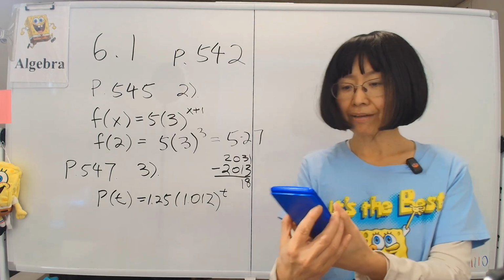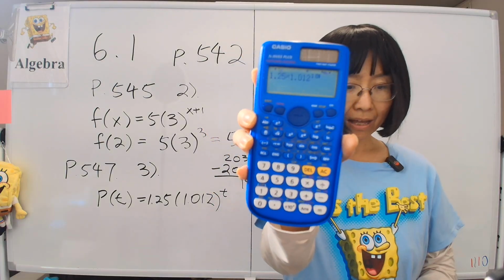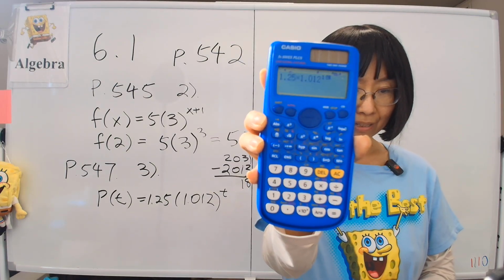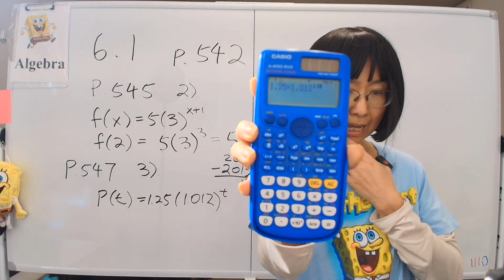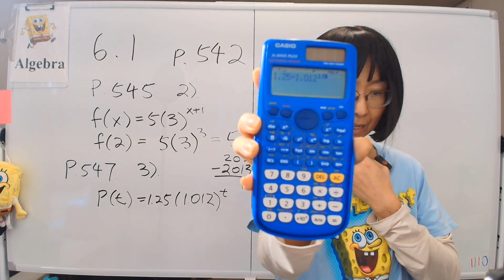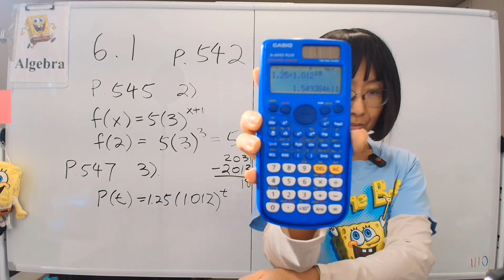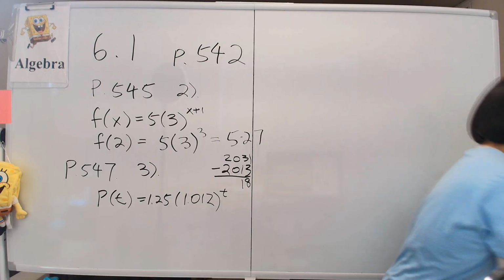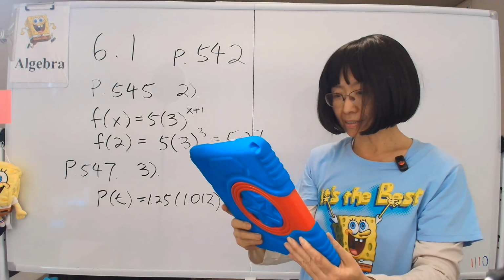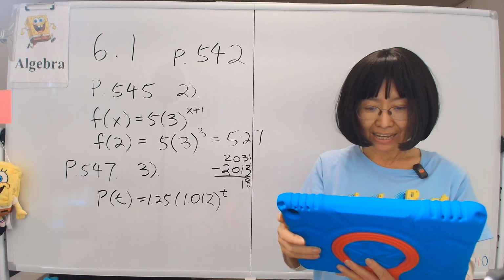Okay, so I have entered into my calculator, as you can see, 1.25 times 1.012 raised to the power 18. So that should be right. Let's check the answer. And the answer is 1.549. Let's see if the book gets the same answer. Yes, it does, and therefore I got it right. All right, so that is that.